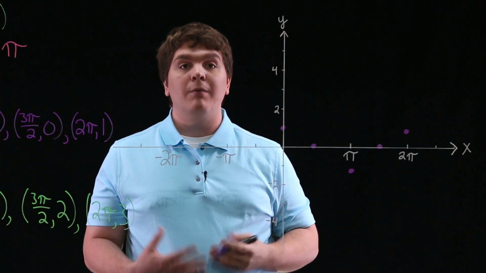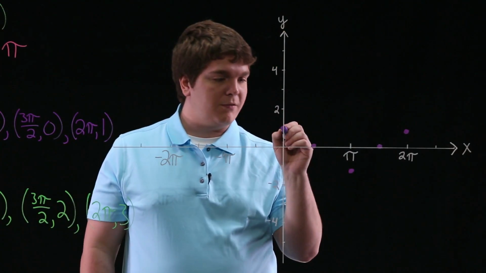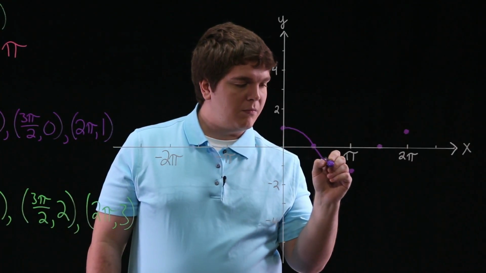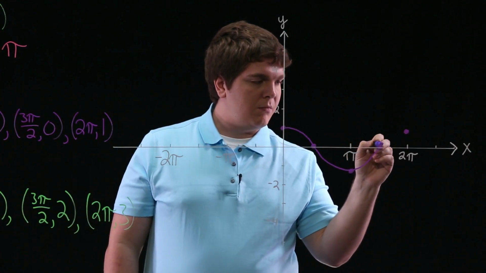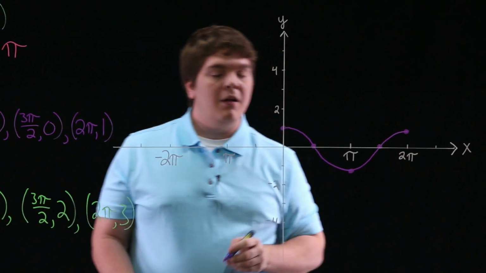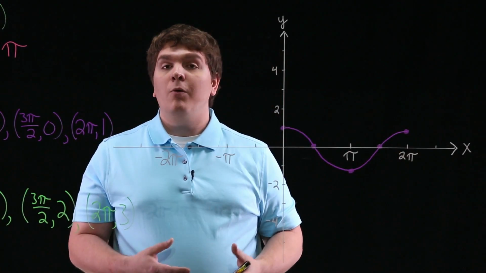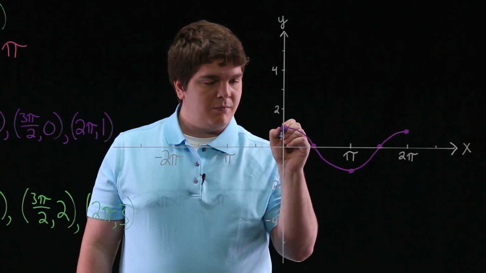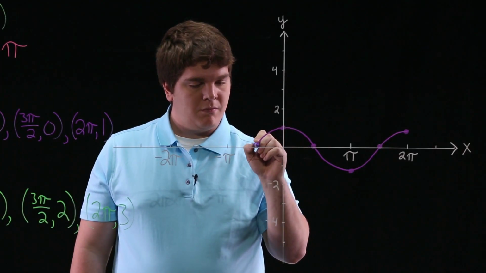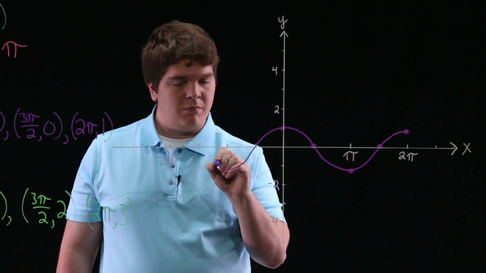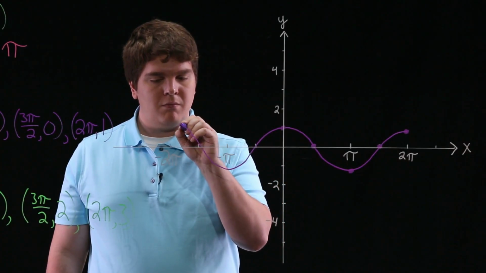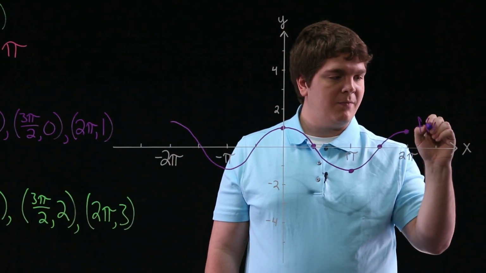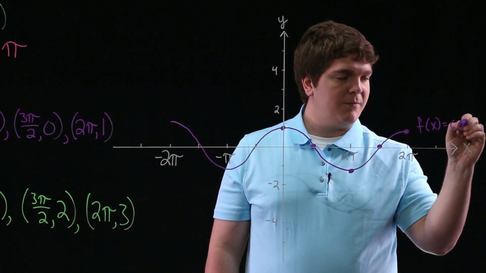So to sketch one period, we'll connect these points using a smooth curve. Now since we're asked to sketch two periods, we'll continue this on for another period to the left. And there we have two periods of f of x equals cosine of x.